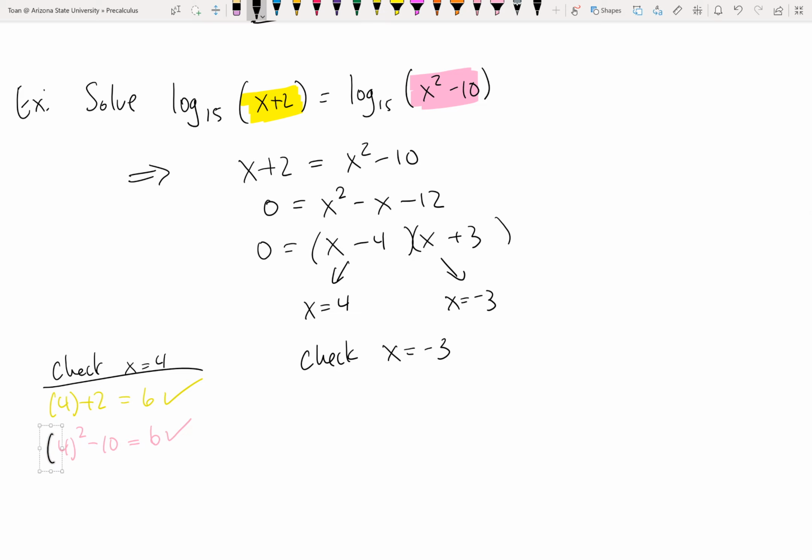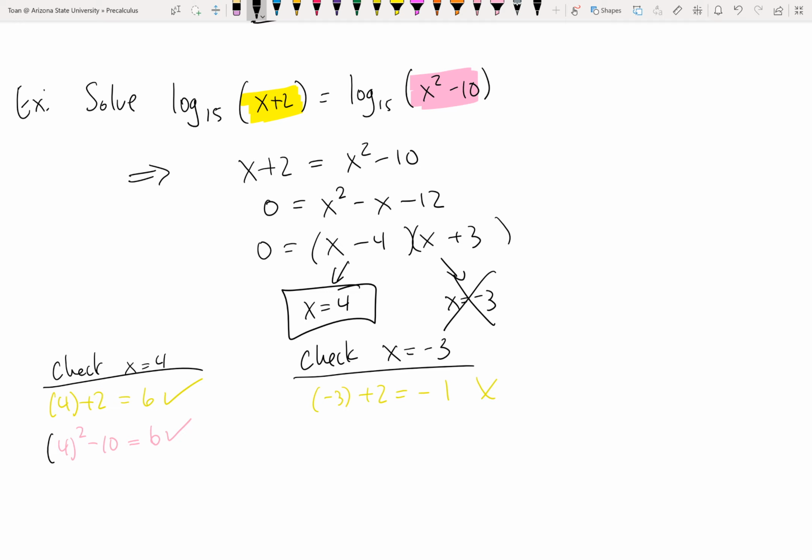Let's check the first argument. -3 plus 2 equals negative 1. Oh, this is a problem now. I can't have a negative inside of a log. This is bad. So I don't even have to bother checking the other argument, the pink argument. The moment that one answer does not work, you can just throw it out. So this is a bad answer. We only have one solution, x equals 4.